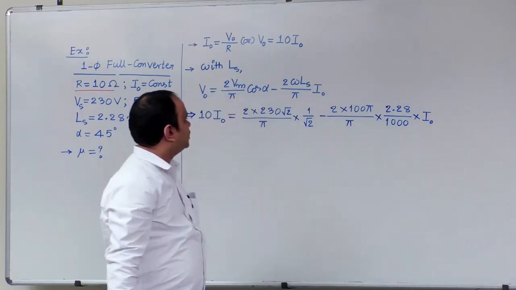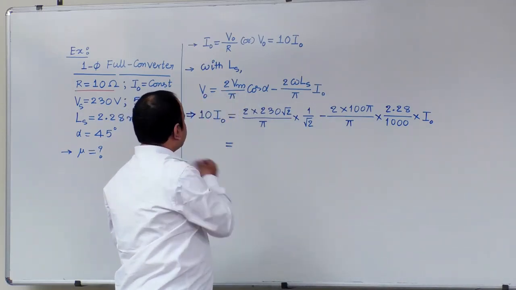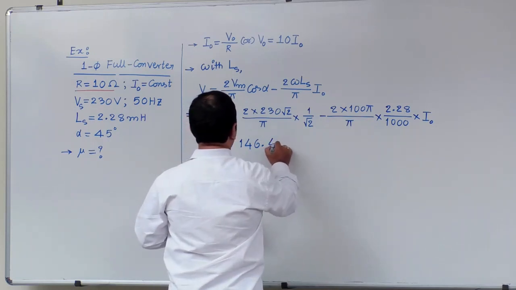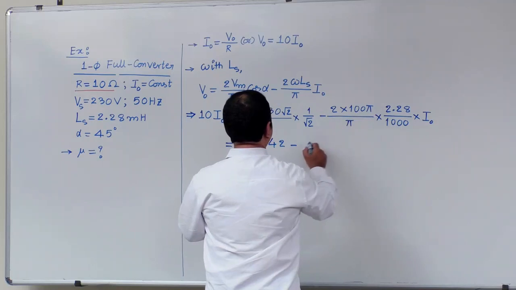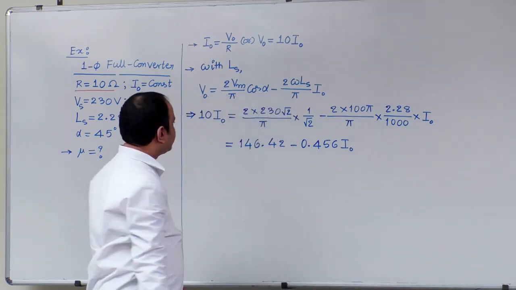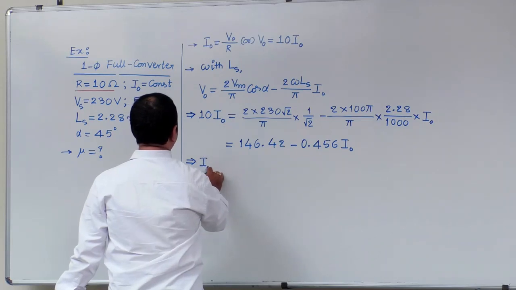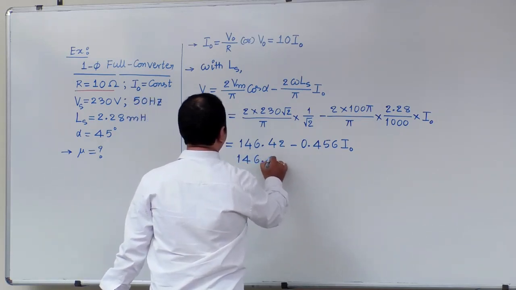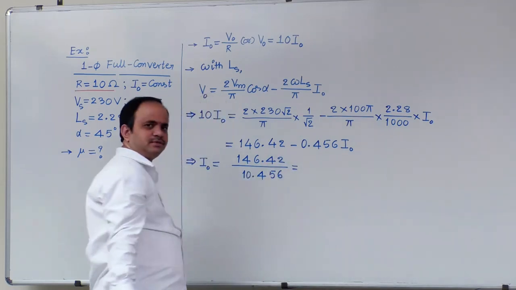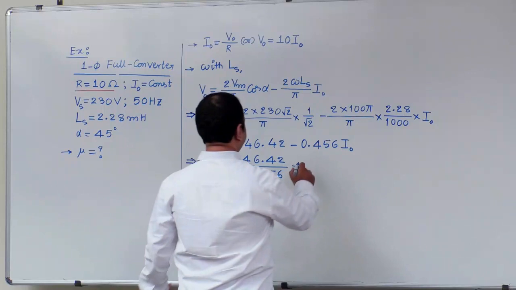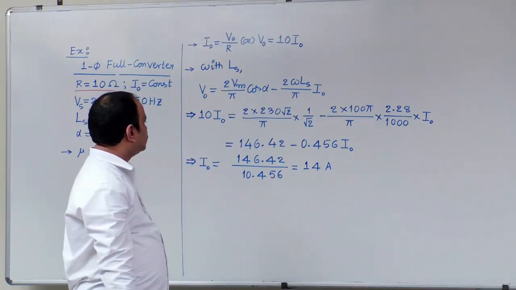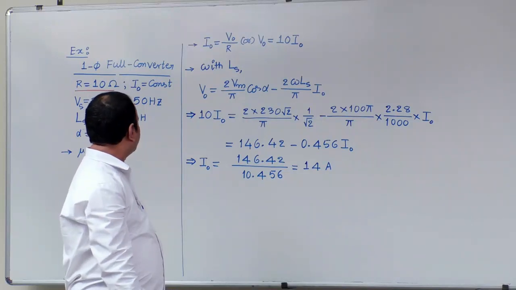I naught is not given here. So the simplification is, I have this value 146.42 minus the total value 0.456 into I naught. Therefore, how can you write the I naught value? 146.42 divided by 10.456. This simplification gives the I naught value as 14 ampere. I got I naught is equal to 14 ampere. The data is framed to get I naught equal to 14 ampere.